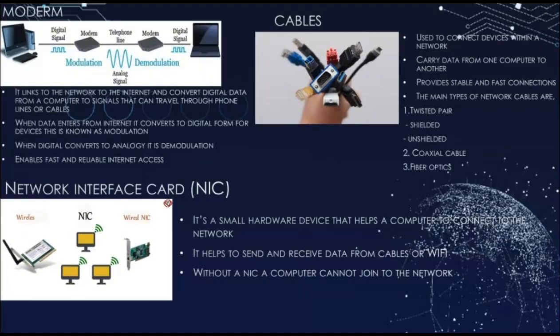Cables. These are used to connect devices within a network, carry data from one computer to another, and provide a stable and fast connection. The main types of network cables are twisted pair cable, which has two types, shielded and unshielded, coaxial cable, and fiber optics.